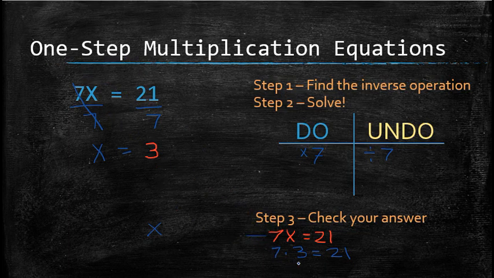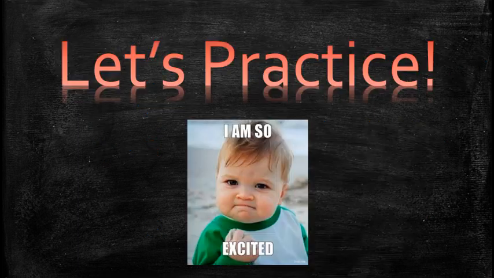Okay, so 7 times 3 equals 21. Does 7 times 3 equal 21? 21 equals 21. It does, in fact, equal 21. So we actually did a really good job solving this. I'm going to erase that little line there. We did an outstanding job solving this, and we are ready to go ahead and get started with some practice.